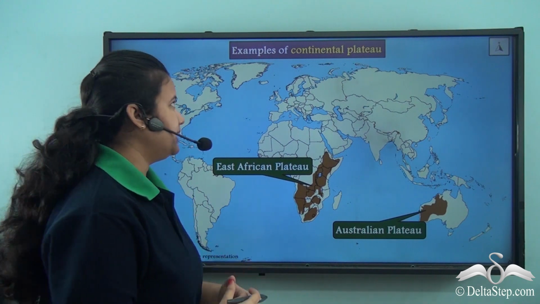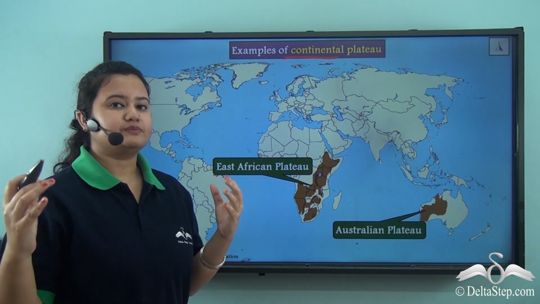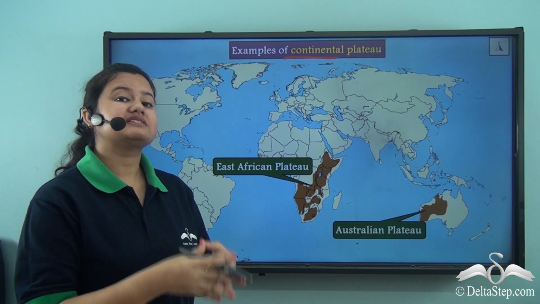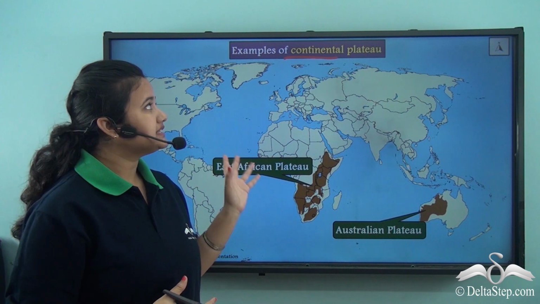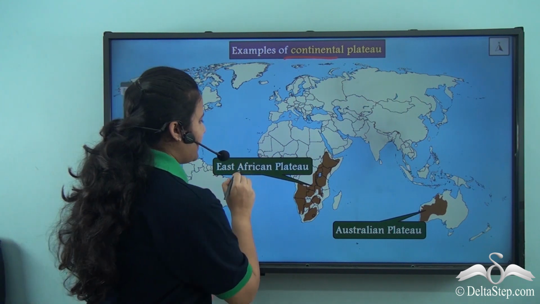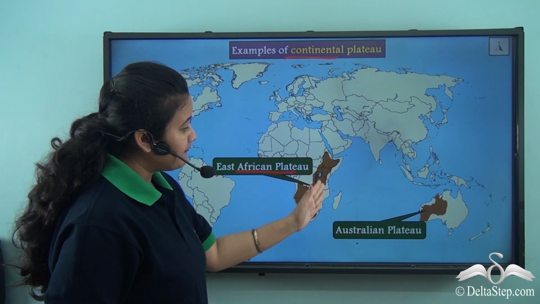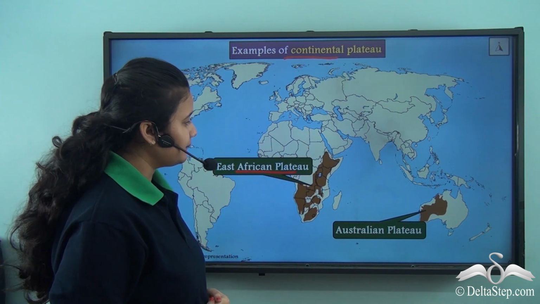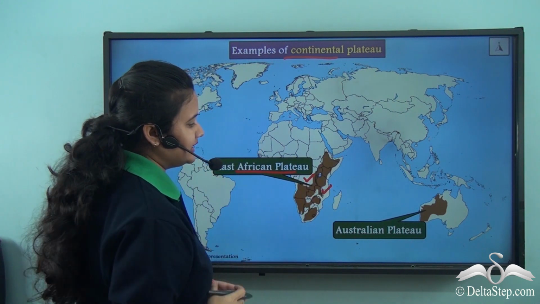Now continental plateaus, as we know, are surrounded or flanked by seas or plains on all sides, and stand alone. Continental plateaus are very vast. Some examples of continental plateaus of the world are East African Plateau. This plateau is not situated beside or at the foot or between any mountain ranges, and rather it has plains on both sides.